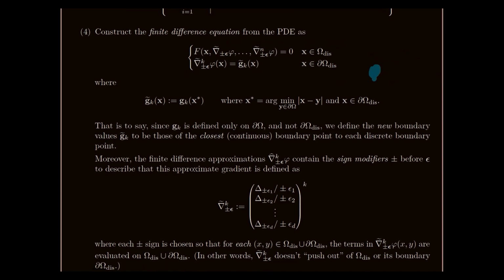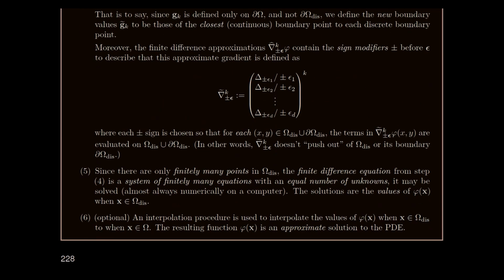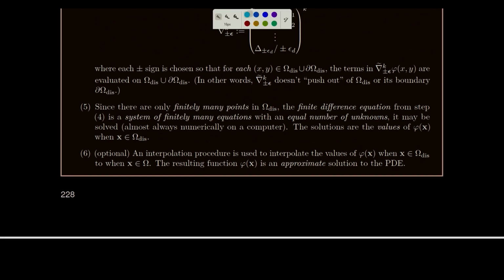Those unknowns are the approximate values phi x when x is in omega dis, the discrete omega. So you're going to solve for the value of phi at those specific points. So you just go ahead and find a computer, numerically solve those unknowns, and then you get your values of phi, but specifically only at this discrete set.